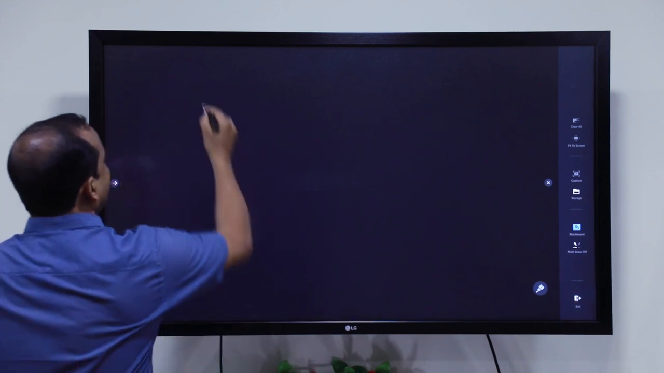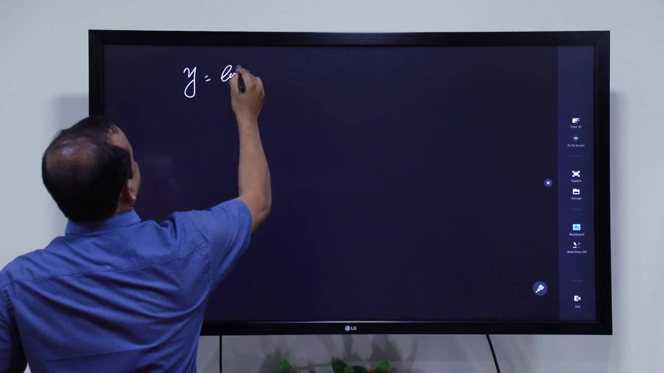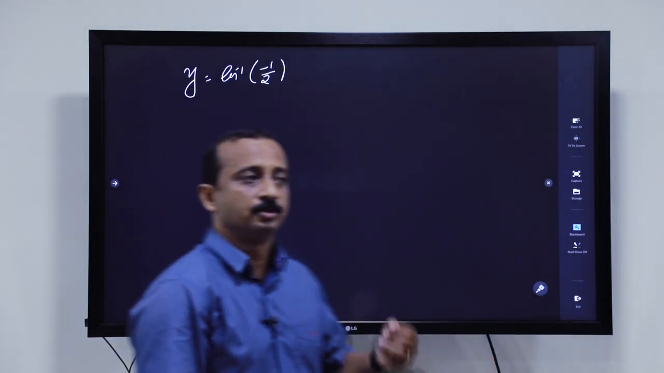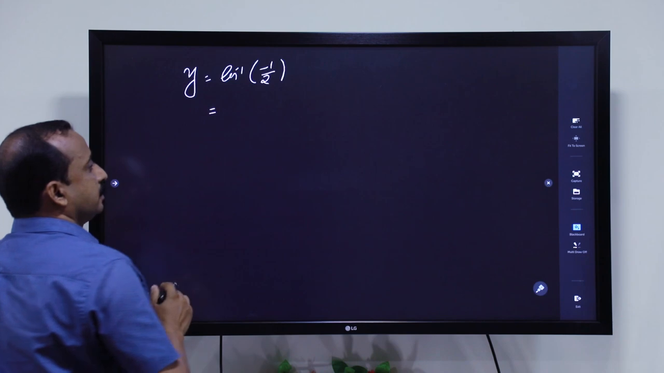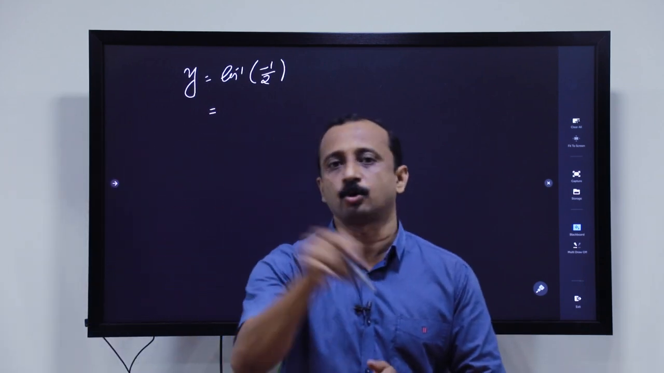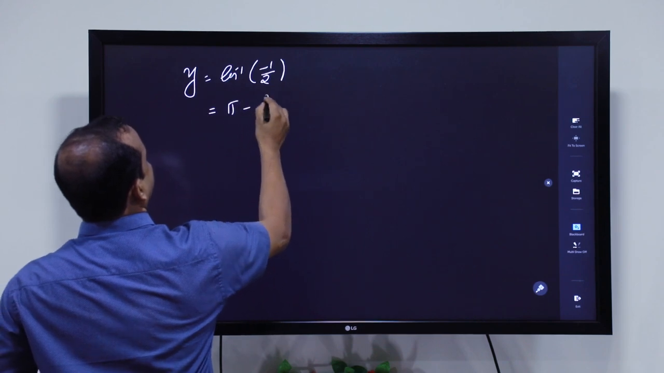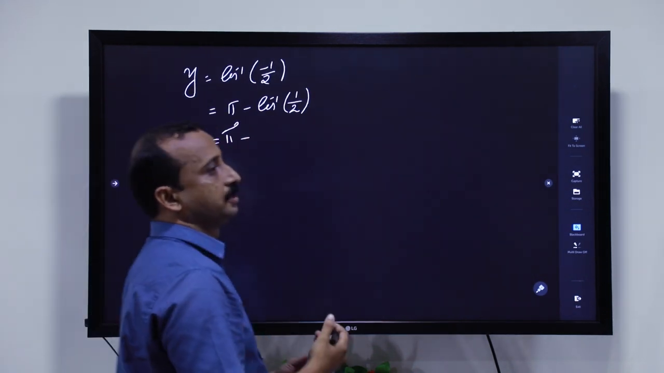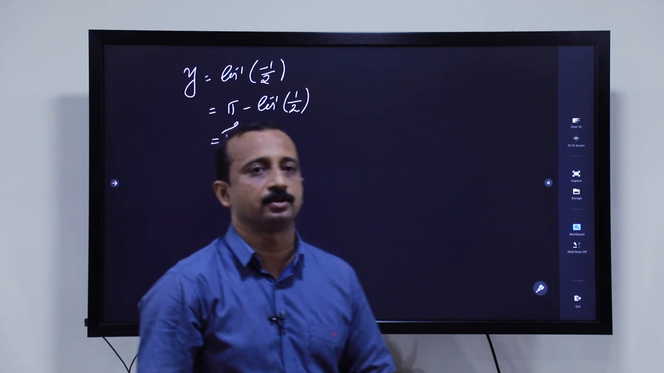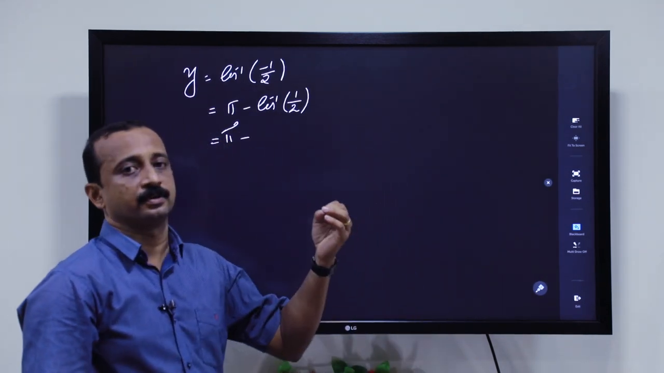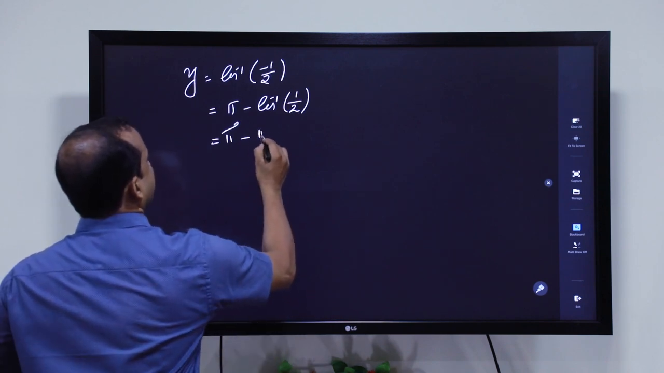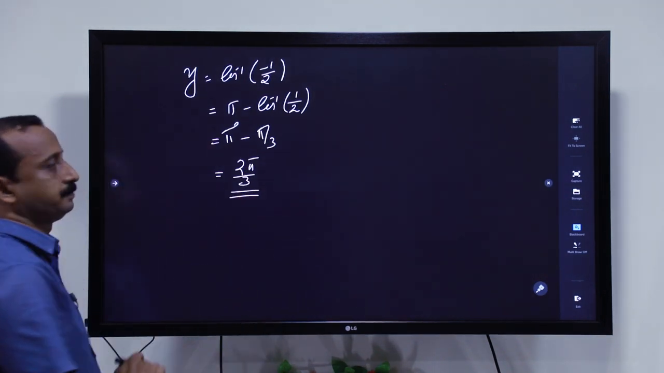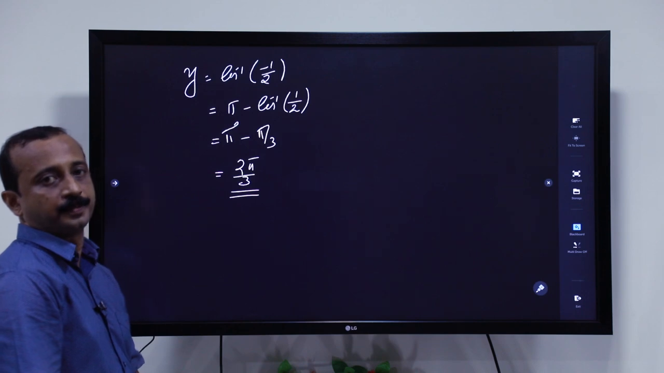Here is one more question. Find the principal value of cos inverse minus 1/2. Using the formula, cos inverse minus x is pi minus cos inverse x. So first write pi minus cos inverse 1/2. Cos of which angle gives 1/2? It is 60 degrees, which means pi by 3. So it is pi minus pi by 3, which gives 2 pi by 3. That's all. Cos inverse minus 1/2 is 2 pi by 3.